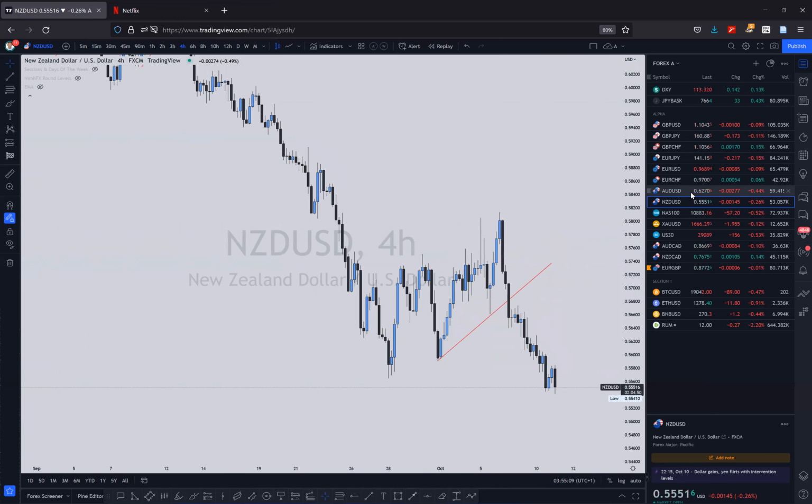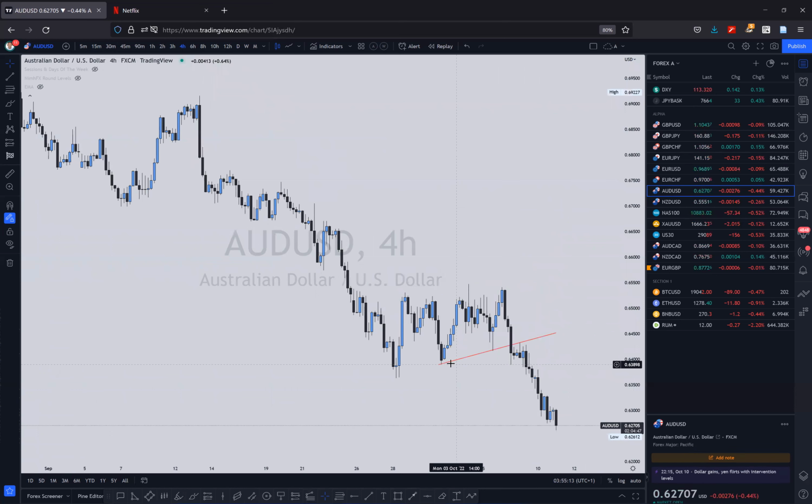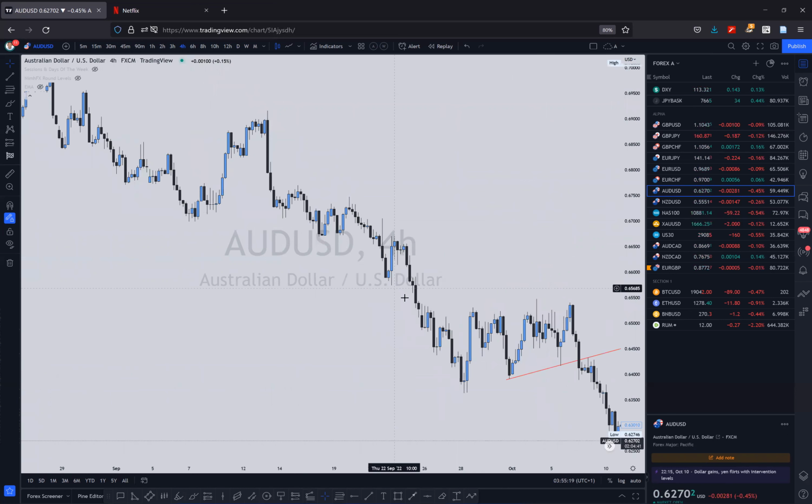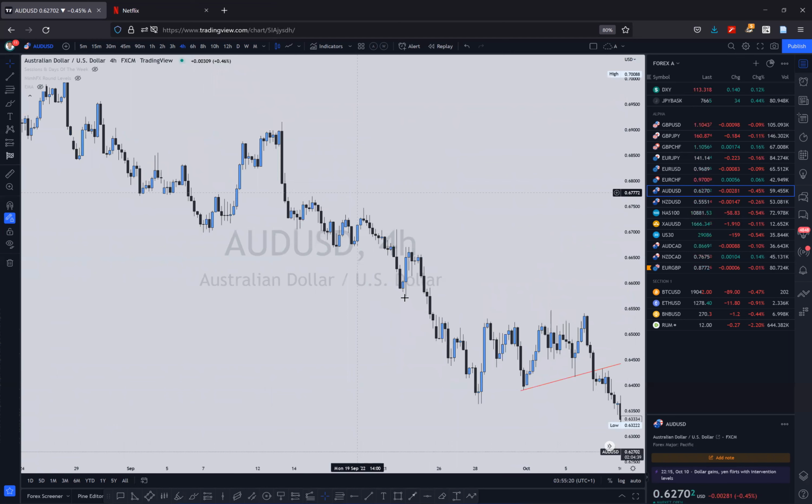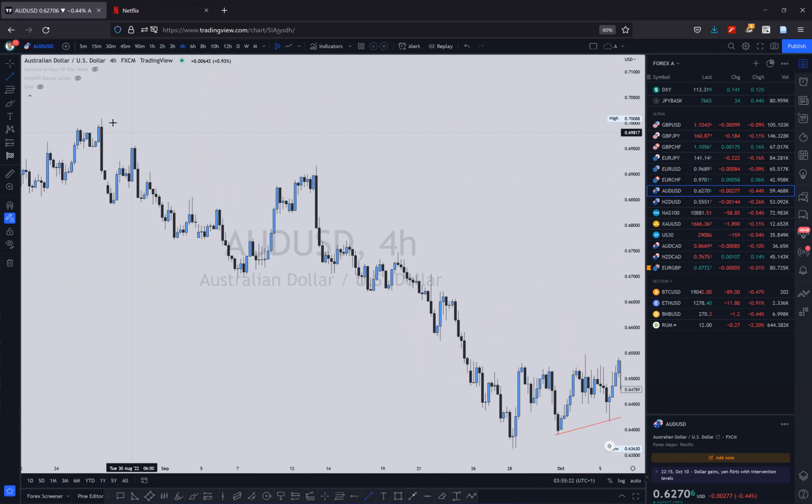Let's take another instrument, AUD USD. So here I have a trend line drawn here connecting these 2 wicks. I could get a trend line from here, this low here, to that low.